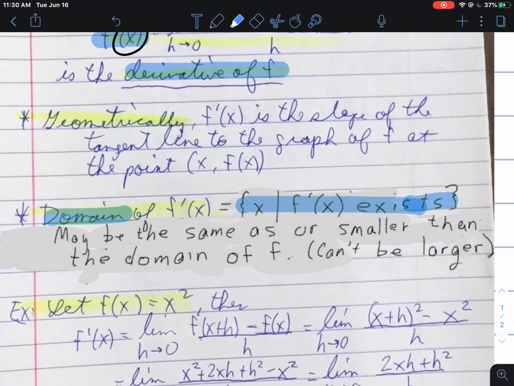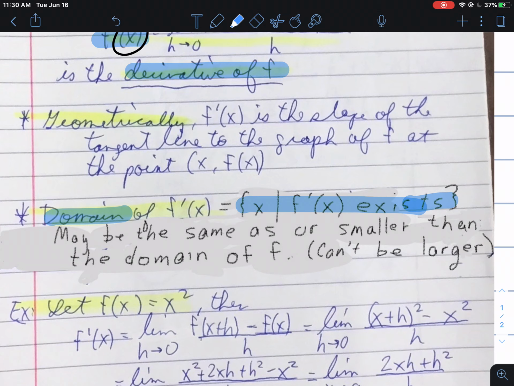So anywhere where the derivative exists is in the domain of our function f prime of x. Now, that domain may be the same as the domain of our function, or it could be smaller than the domain of our function. What it can't be is larger than the domain of our function. In other words, whatever the domain of our function f is, those are all the values of x that have points on the graph corresponding to those x values.